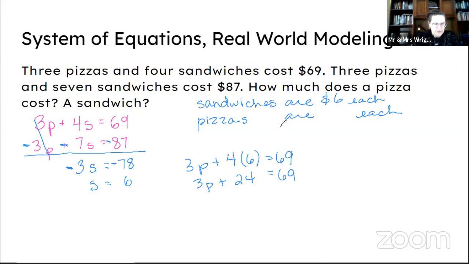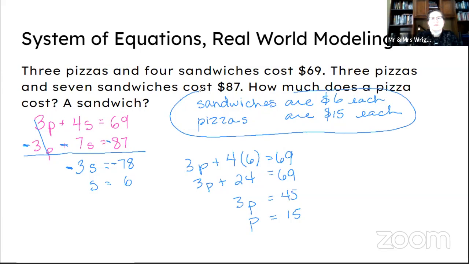Then I'm going to subtract 24 from both sides. It's 45. 3P equals 45. Then what's happening to the P is it's being multiplied, so I'm going to have to divide by 3. So my P equals 15. So pizzas are $15 each. And this is my final answer.